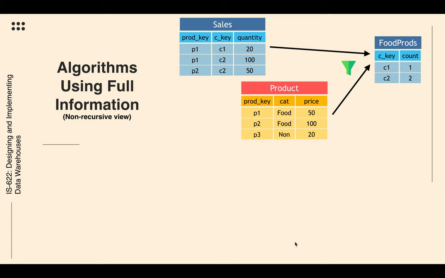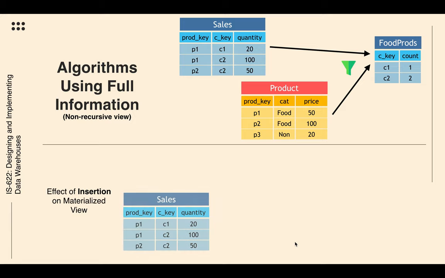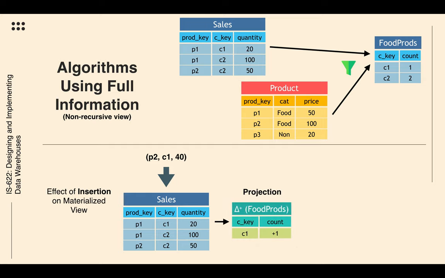I will show that in the slide because I think I added that. Now, what is the effect of insertion? We saw the effect of deletion, and we went back to our product table to check whether the product is a food product or not. The same thing will happen again now. You can see that I have a sales table. In this case, I want to add a new record, which is P2, C1, and 40. So I will have to again create a projection. This time I'm using a delta plus. Delta minus was supposed to subtract information. Delta plus is supposed to add information to my view.